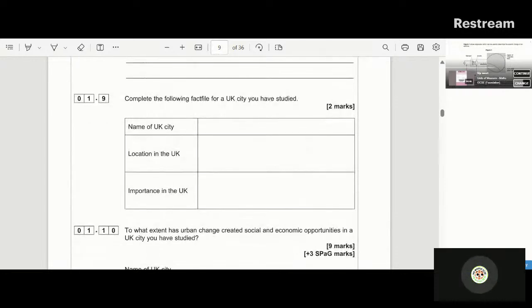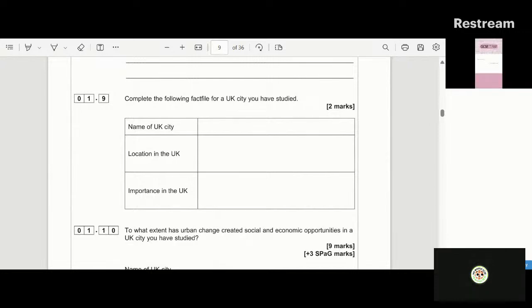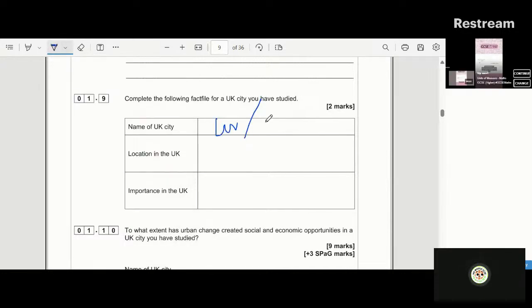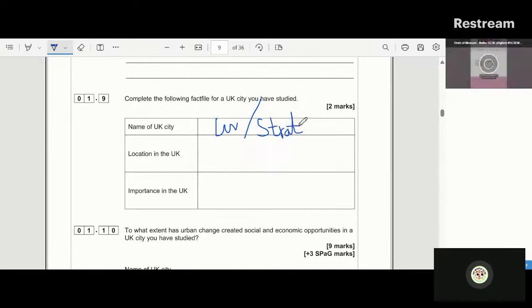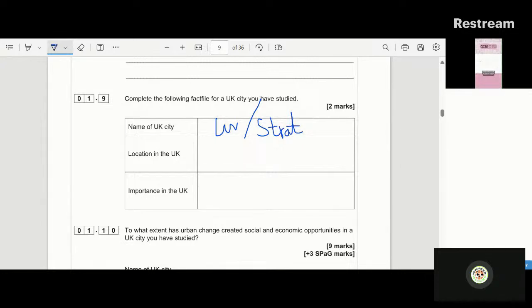Complete the following fact file for a UK city that you have studied. Okay, so name of the UK city, location in the UK, importance in the UK. So again, whether you spoke about Liverpool or Stratford, put some points here. Pretty much any city initially experienced urban deprivation. There were a lot of deprived areas, and then these brownfield sites were transformed by investment of governments and things like football clubs into much better areas, much more sustainable through urban greening and urbanization. Everybody has more equal access.